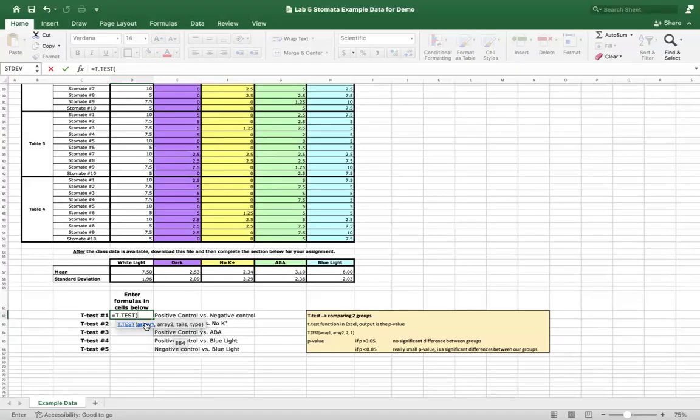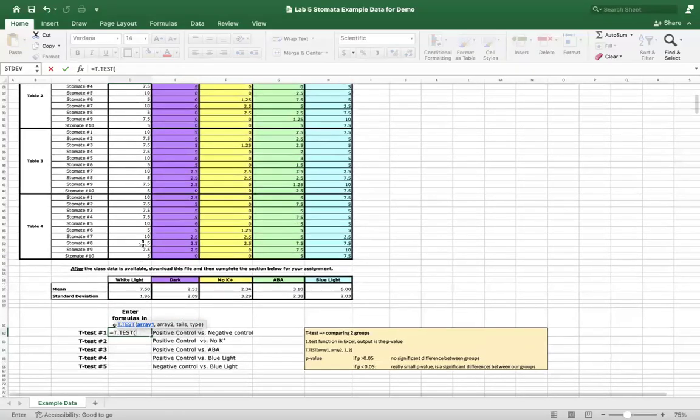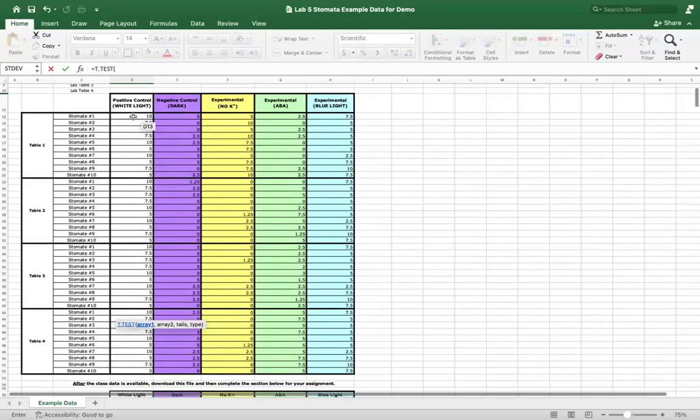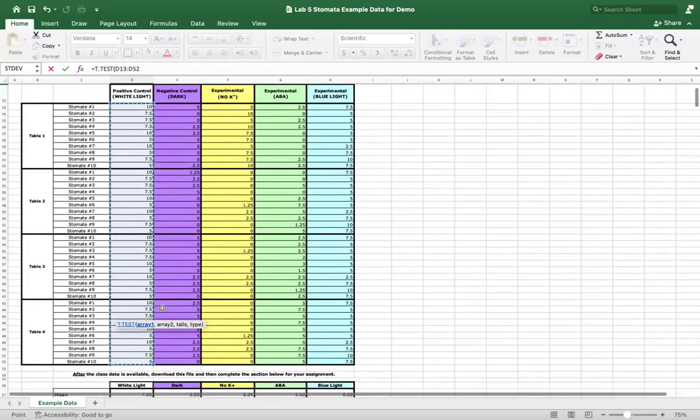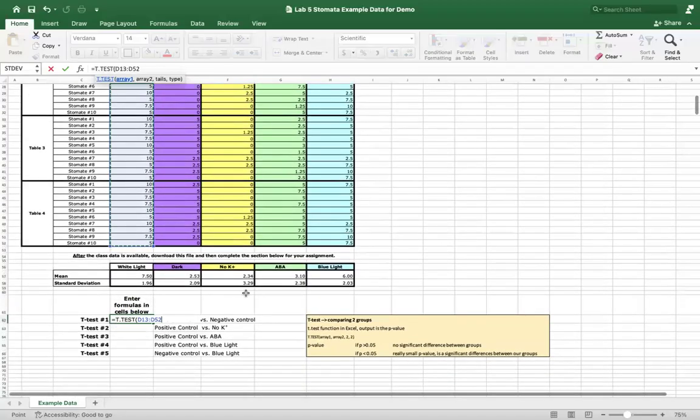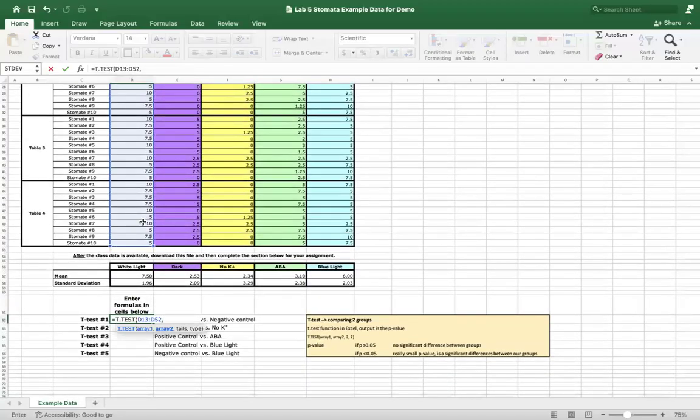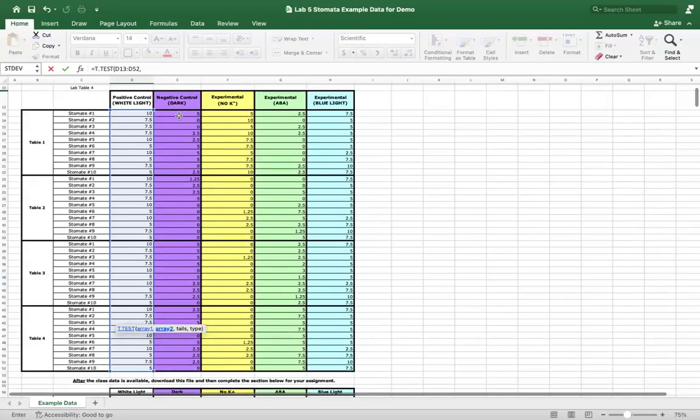When we do a t-test, we want to enter all the numbers. We're not using this mean and standard deviation. We're using all the data that was collected. So we're going to highlight that whole column for our positive control. Then I'll do a comma. Now we can do the same thing and highlight the negative control, right? So these are the two sets of data that we're comparing to each other.